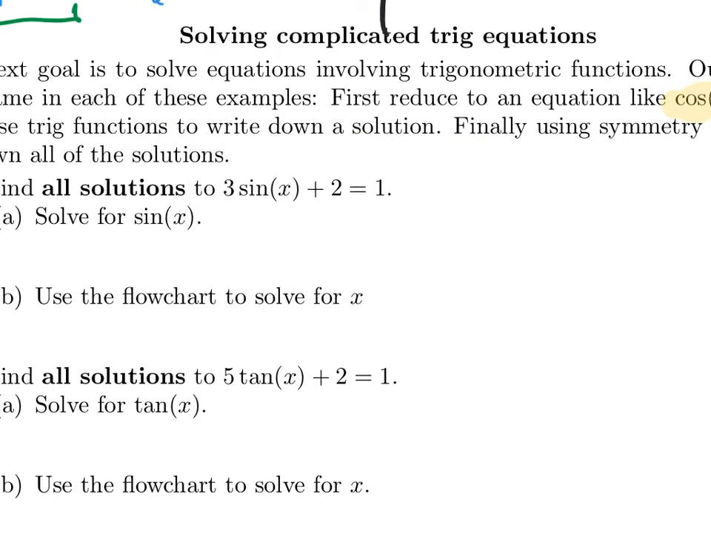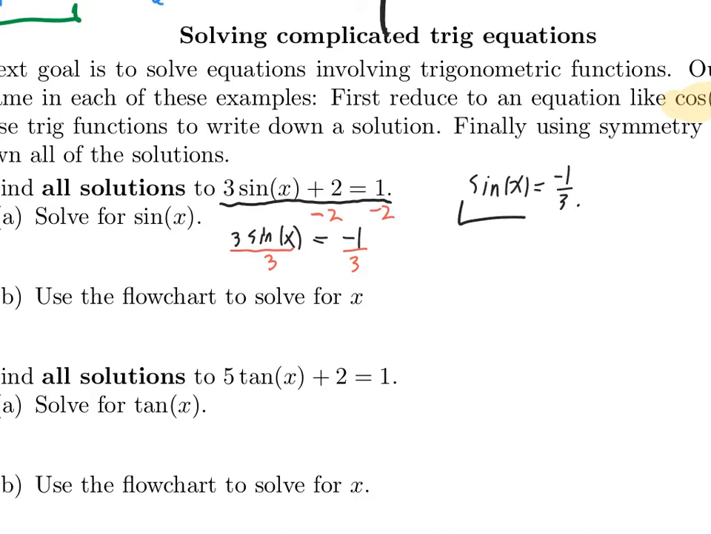Equations like, how about 3 times the sine of x plus 2 is equal to 1? And the argument will be pretty straightforward. Do you think you could solve that for sine of x? Yeah, of course you could. All you need to do is subtract 2 from both sides, giving you 3 times the sine of x equal to negative 1. And then you need to divide both sides by 3, giving sine x equal to negative 1 over 3.